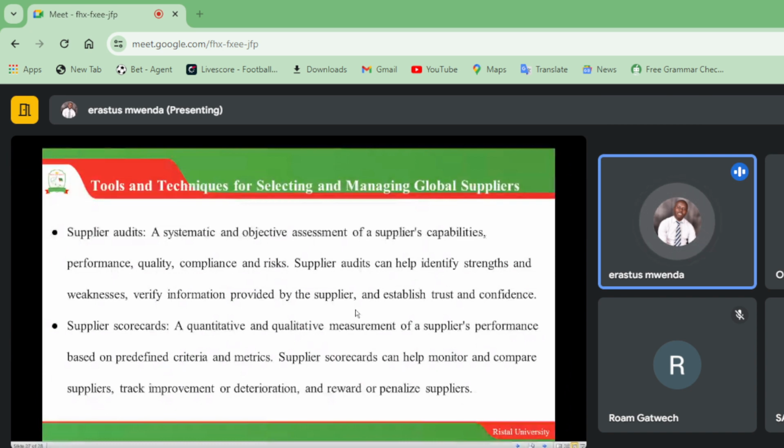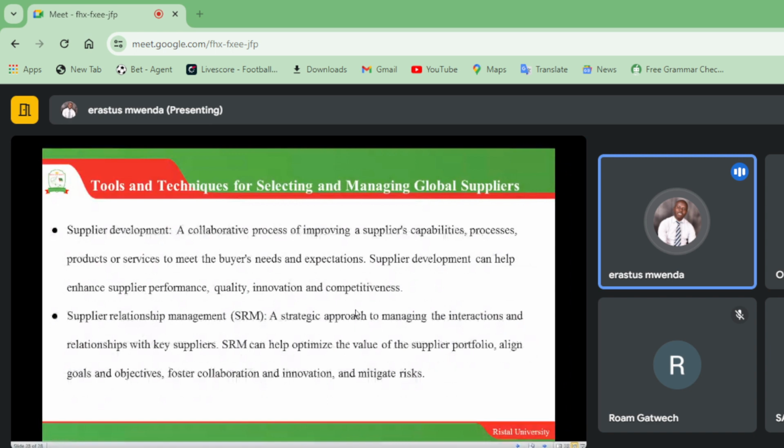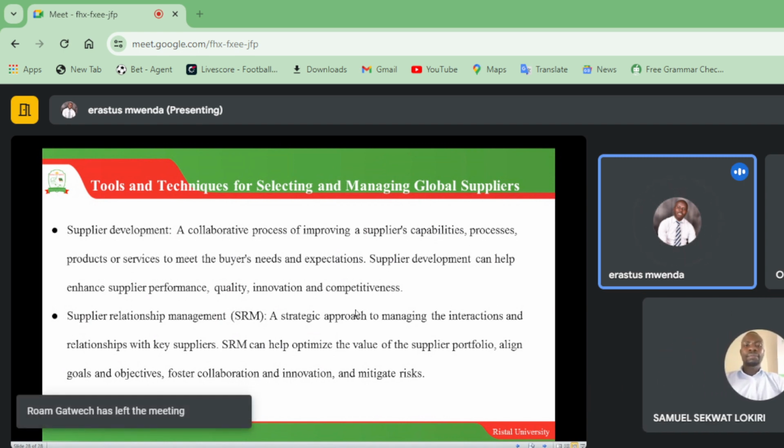And also supplier development. We can have a collaborative process with the suppliers where we improve one another by understanding their capabilities and processes. And we are saying when we are doing supplier development, then we can enhance supplier performance, quality, innovation. And finally, what I am sure I also mentioned is what is called supplier relationship management. And we are saying this is a key approach where you manage interactions and relationships with key suppliers.